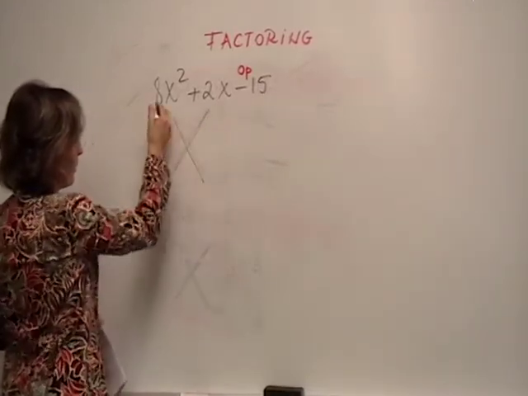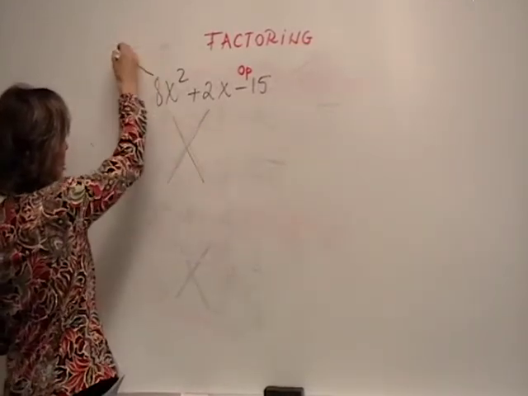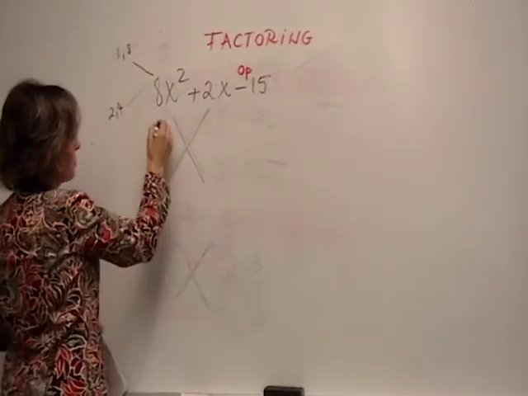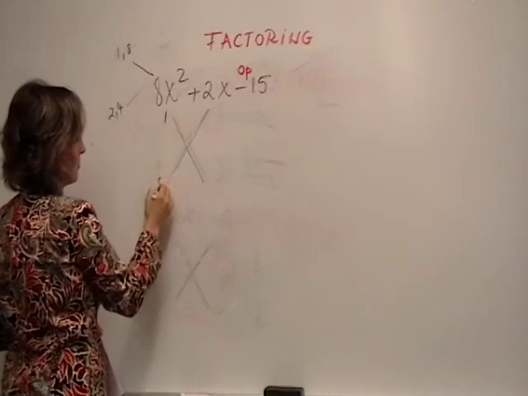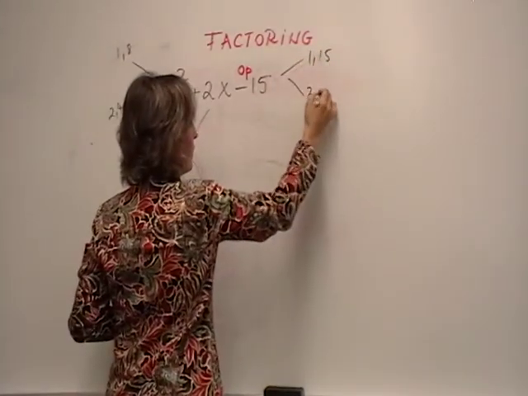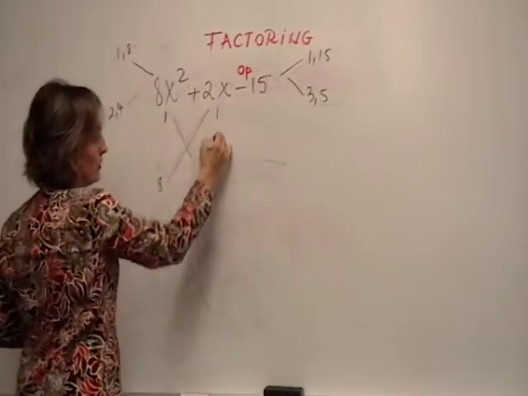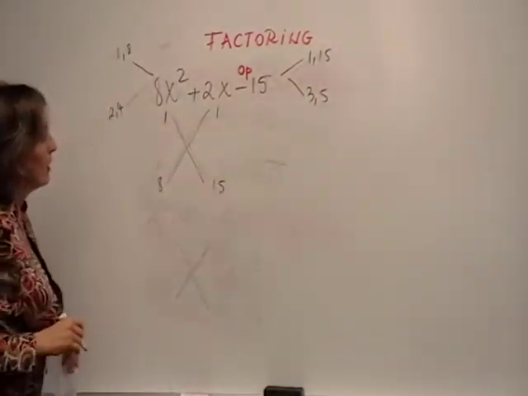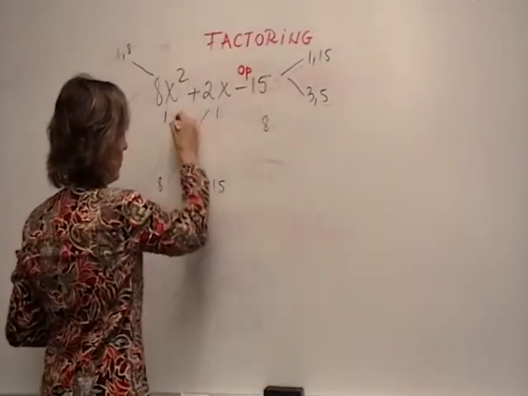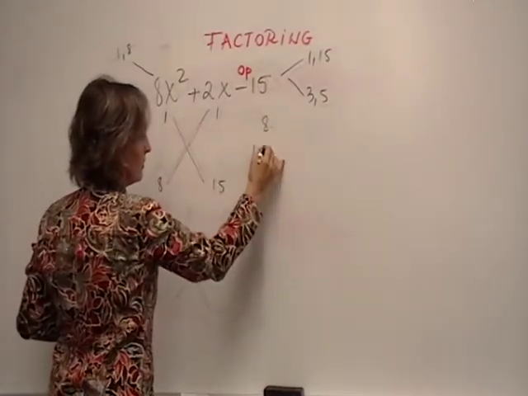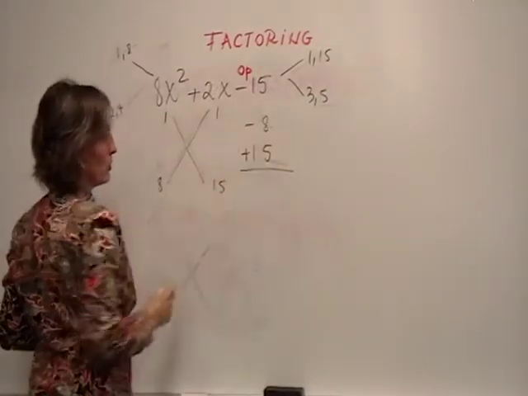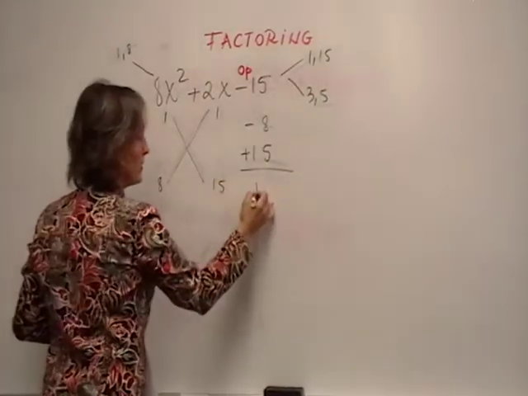So again, we put the factors of 8, 1 and 8, 2 and 4. Let's choose 1 and 8 if you want. And here we have 1 and 15 and 3 and 5. And let's choose 1 and 15. Multiplying 1 and 8 is 8. 1 and 15 is 15. The larger has to be positive, so those should be like this. And that's a positive 7.